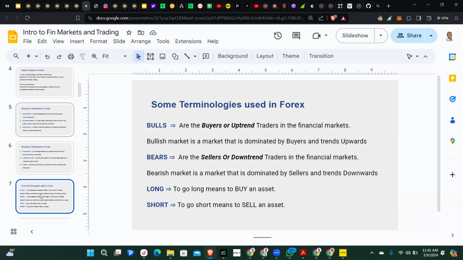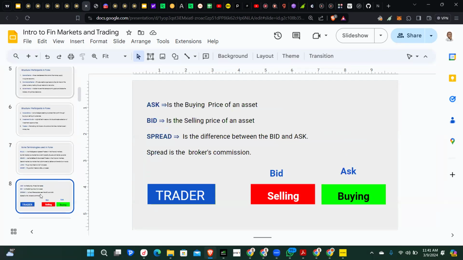Now, what we call long. So to go long means to buy an asset, right? So we also have what we call short. So to go short simply means to sell an asset. So when you are in the midst of traders and a trader tells you that I went long on this particular asset, it simply means that I bought this asset. Or if you say that I shorted this particular asset, it simply means that he or she sold the asset.